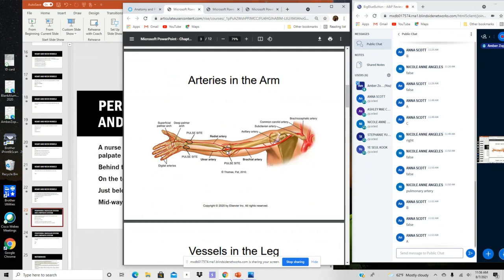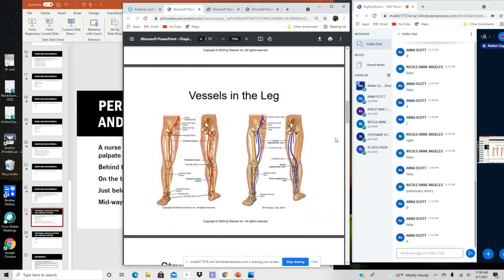Okay? The brachial artery splits off into the radial and ulnar artery, which supply the forearm. And then these main arteries, as you can see here, kind of split off into smaller branching arteries, which supply other parts of the arm and of the hand.